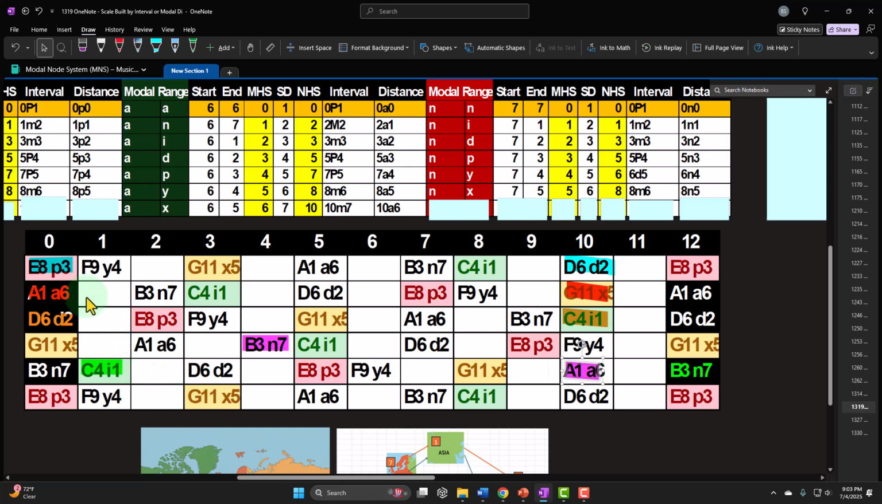What's the distance from the Phrygian in notes? 1, 2, 3, 4, 5, 6, 7, 8, 9, 10. That's what you would expect. That's a minor distance. Aeolian, 1, 2, 3, 4, 5, 6, 7, 8, 9, 10. Also a minor distance. Dorian, 1, 2, 3, 4, 5, 6, 7, 8, 9, 10. All the minor modes are in agreement.